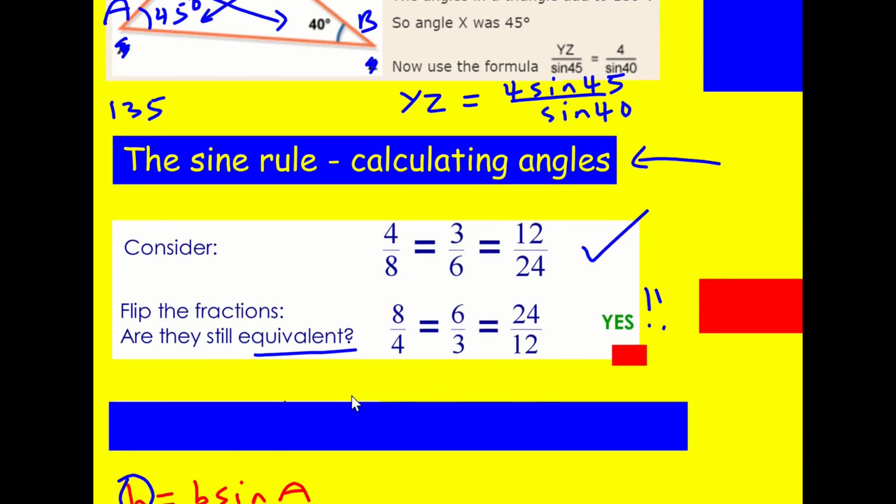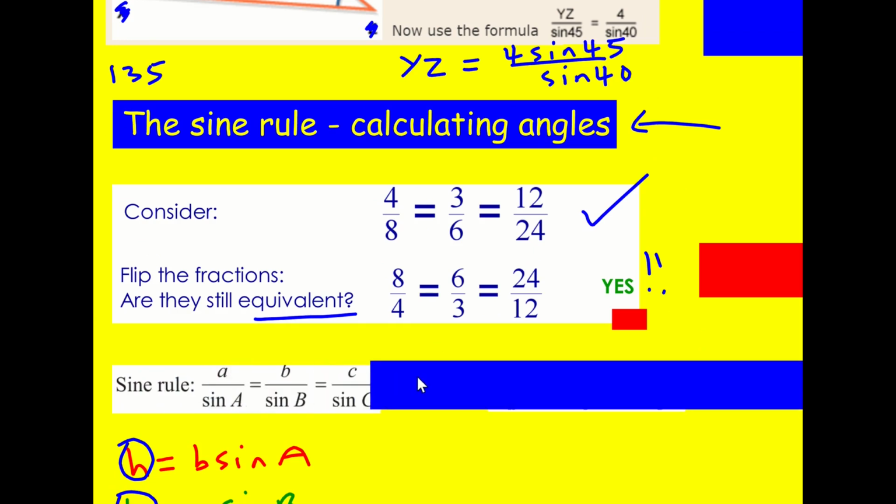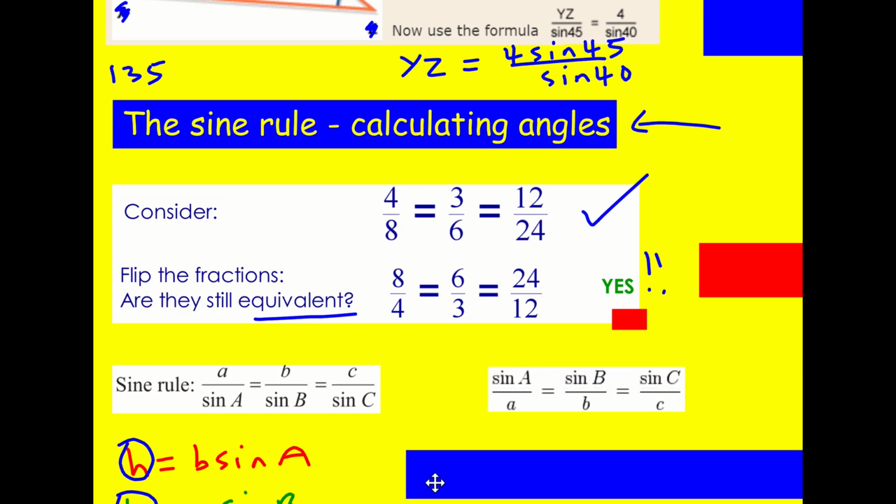They're still equal. So if we have our sine rule from previous and we flip it around, then it is still going to be all okay. And this is the angle version of the sine rule. You could use this one.